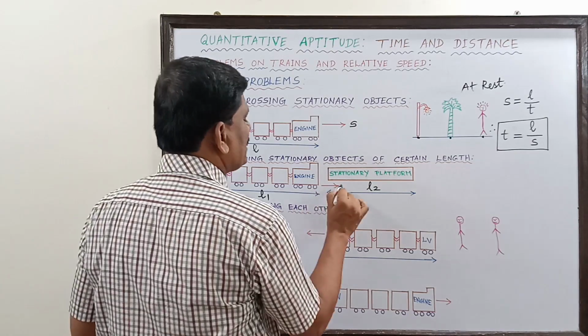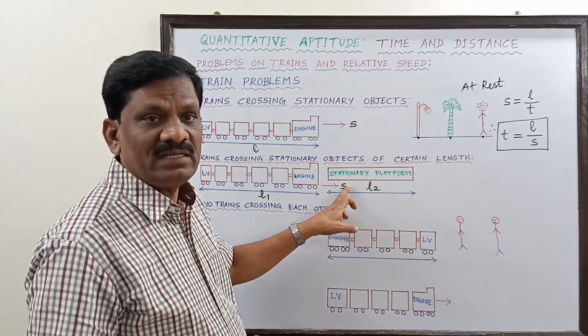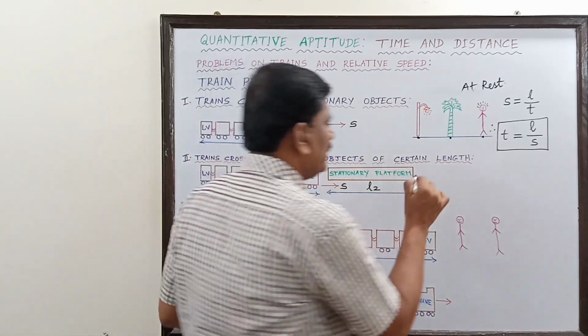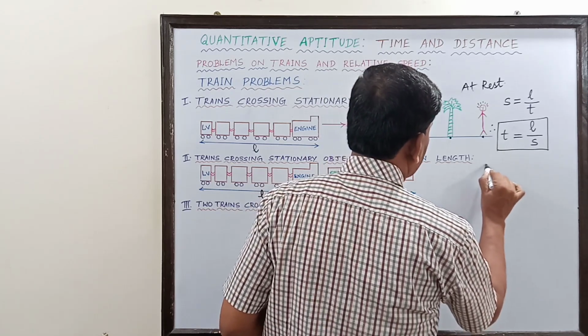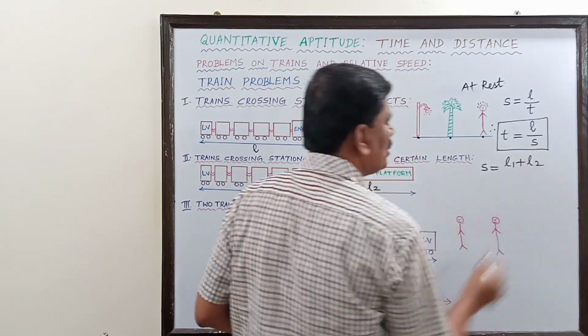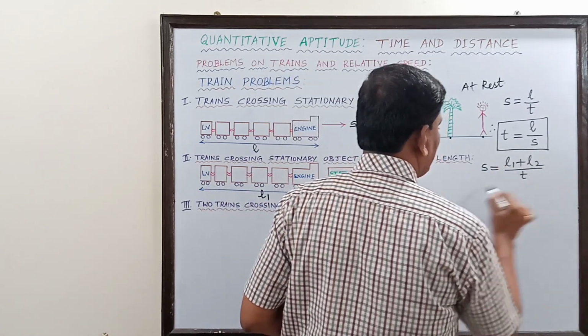So here also let us take the speed of the train, S. Speed of the train of length L1 is S. So in this case, the speed of the train S must be equal to the distance travelled, L1 plus L2, the total distance to be travelled, divided by T.